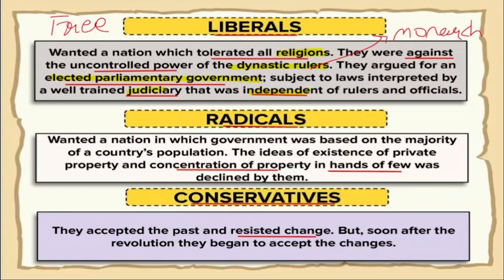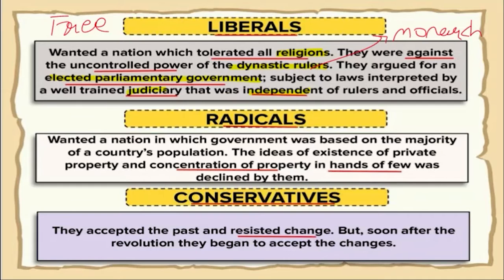Liberals were not democrats because they did not believe in universal adult franchise. What is universal adult franchise? Everyone, whether man or woman, is allowed to vote above the age of 18. But liberals were against it. They said that only people who are rich enough, and only men, should do the voting. So that was one bad thing about the liberals. They were a little bit hypocritical, you can say.